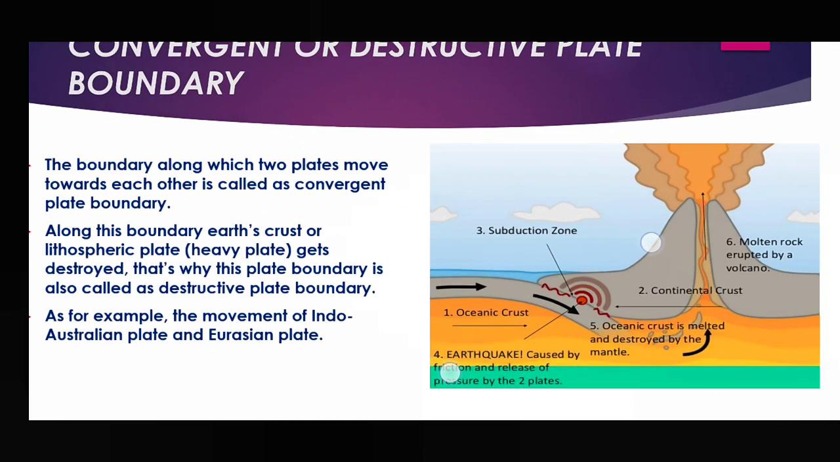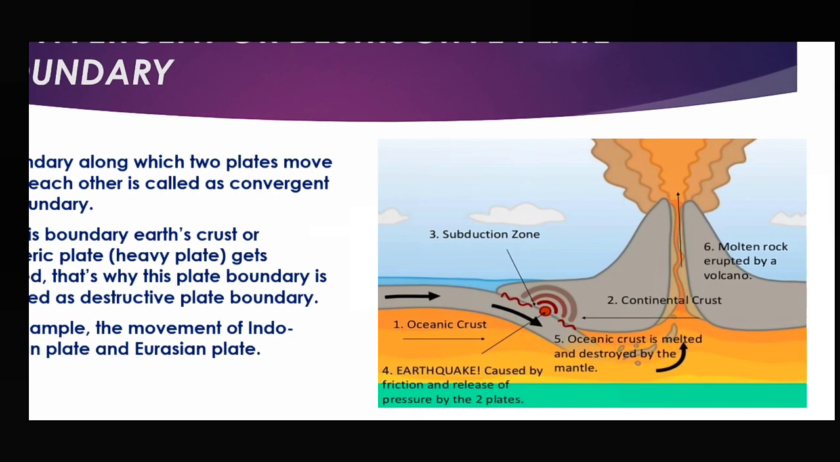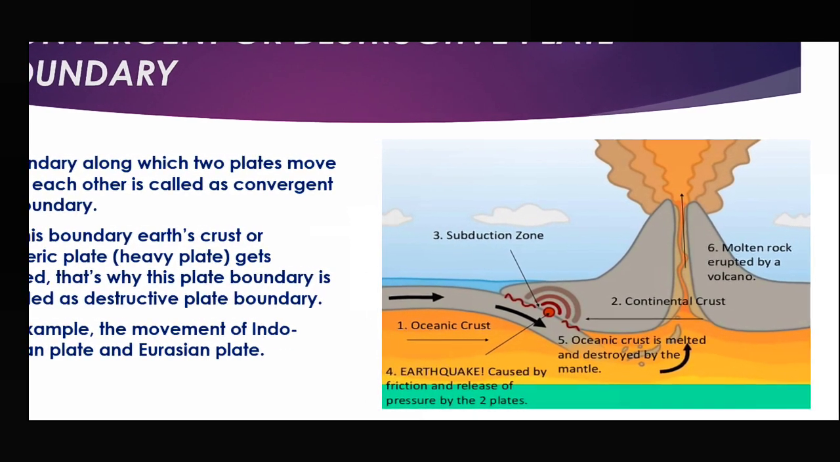Now take a look, one more thing in this diagram, subduction zone. So subduction zone means it is the area where the heavier plate is going down. The heavier plate is going down and the lighter plate is going up. This zone is called what? Subduction zone. Subduction zone means the zone where the heavier plate is going down and the lighter plate is thrown up. That is called the subduction zone.